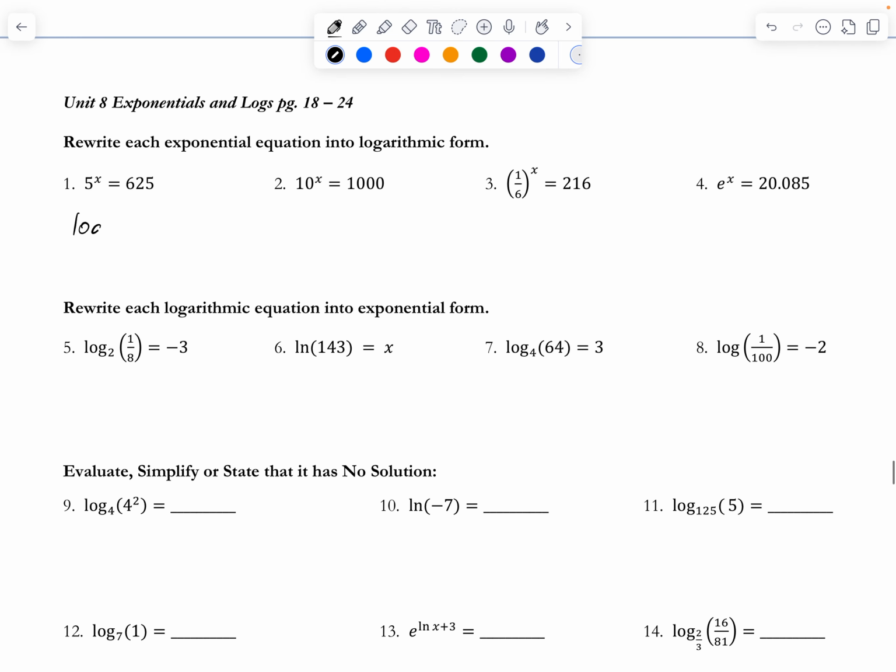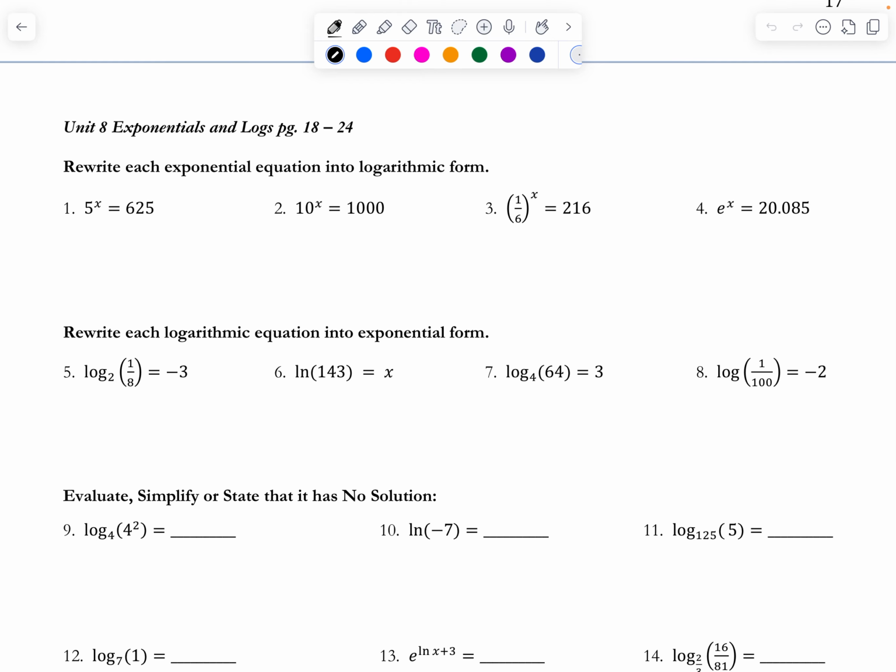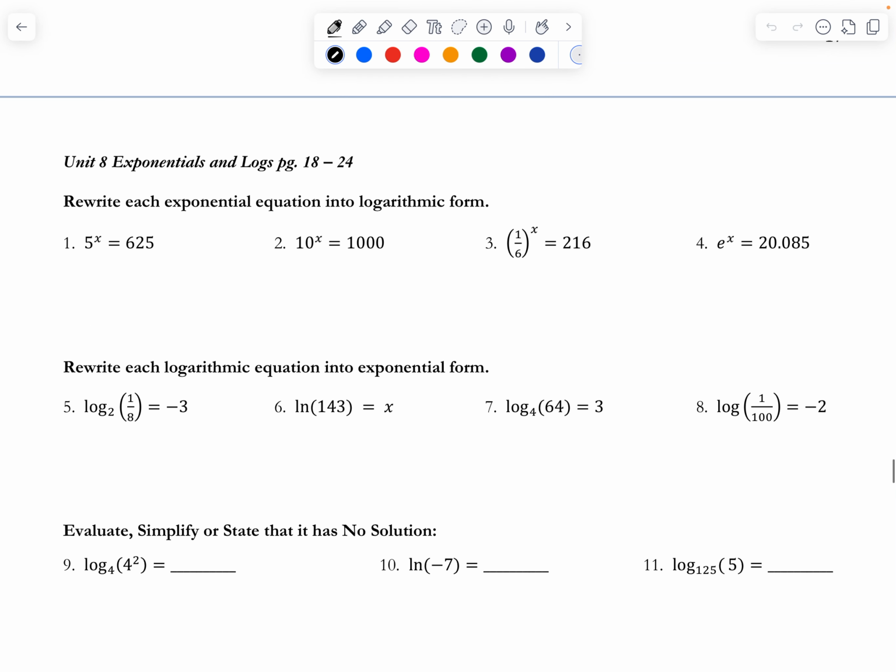This is the first part of my videos on Unit 8, working with exponential and logarithmic functions. In this video I'm going to focus on just rewriting, evaluating, simplifying, and then in the next video we'll work on solving. Okay, so I'm going to rewrite these logs.